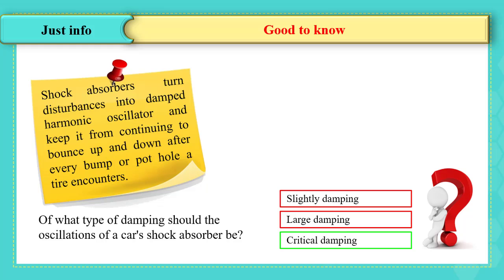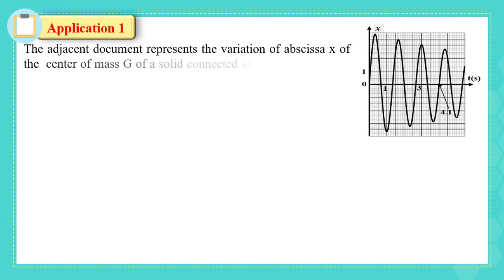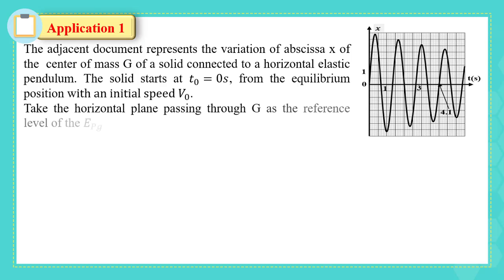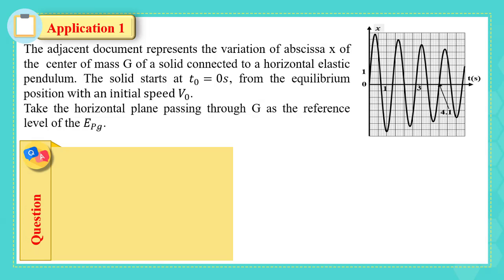Let's solve this application. The adjacent document represents the variation of abscissa X of center of mass G of a solid connected to a horizontal elastic pendulum. The solid starts at t0 equals 0 seconds from the equilibrium position with an initial speed v0. Take the horizontal plane passing through G as the reference level of the gravitational potential energy. Specify the type of oscillations made by the pendulum.